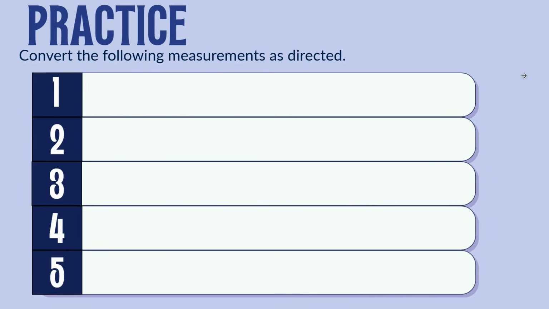Now try for yourself. Convert the following units or measurements as directed. 4,500 millimeters to meters. Remember, you can always write down your unit line. So from millimeters to meters, we jump from the right to the left. Jump and see how many times, and move your comma. Remember, in the open spaces, there's a 0.